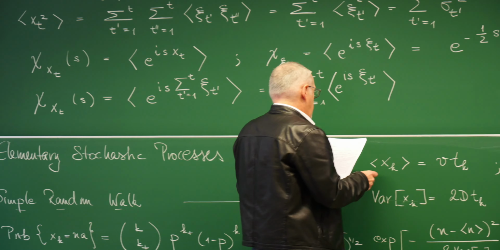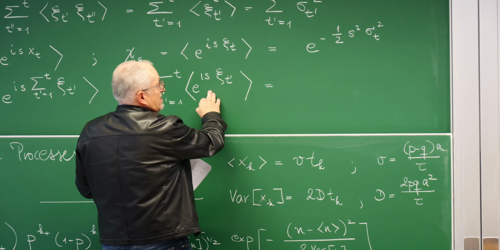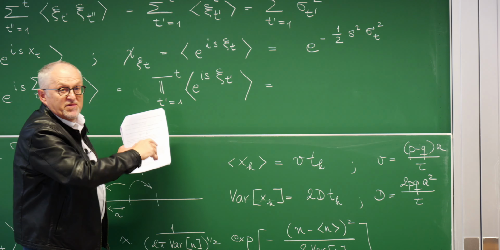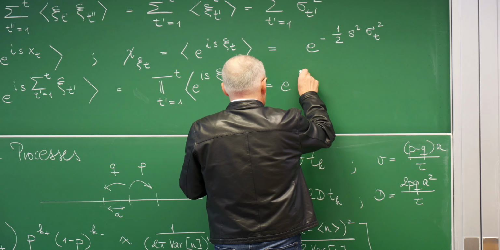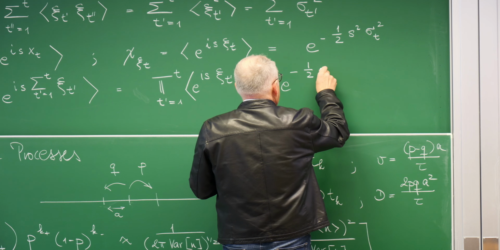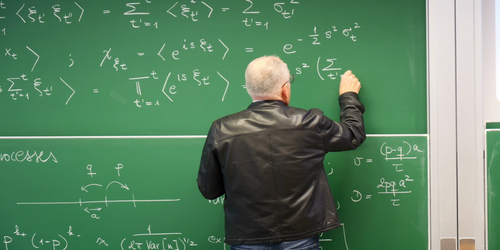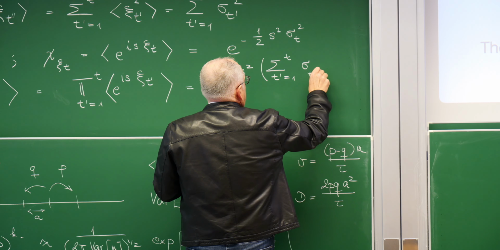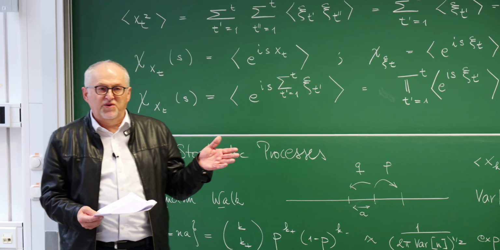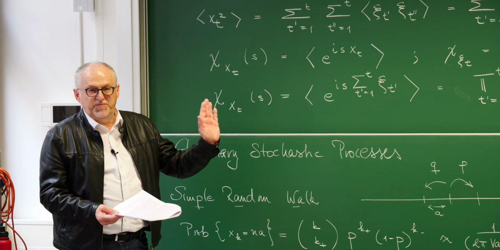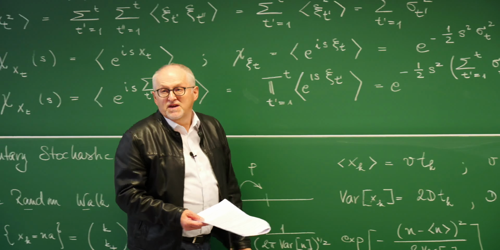Okay, so I can copy the top line, and that's then the e to the minus a half s squared sigma squared, and I again move the product to the sum. So I'll get the exponent of minus a half s squared, and all that changes, you have the sum from t prime to t, sigma of t prime squared. So it just means that for the Gaussian process, the characteristic function, instead of being the characteristic function of a single step, it's the product of the characteristic functions that you have, yeah?